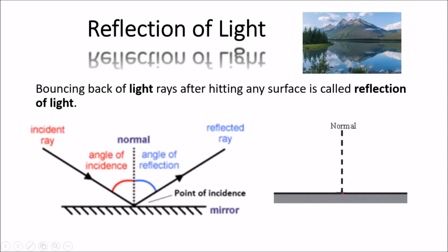And you can see in this GIF, this is the incident ray making an angle of incidence theta i. This is the reflected ray making an angle of theta r with the normal, which is the angle of reflection. The point where the rays are coming and going away is called the point of incidence, and the whole setup is happening on the surface of a mirror. So reflection is bouncing back of light rays after hitting any surface.